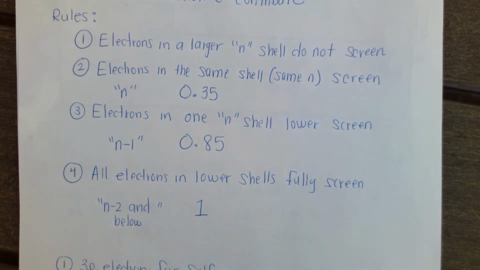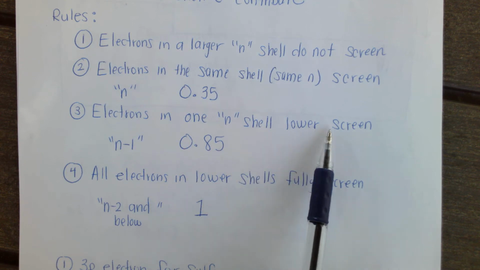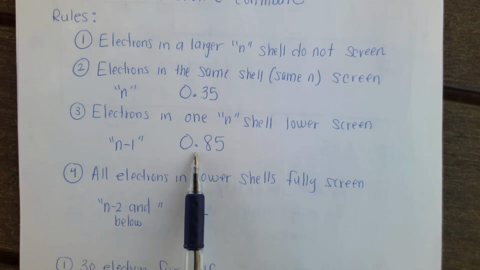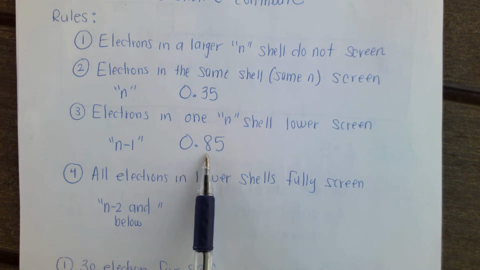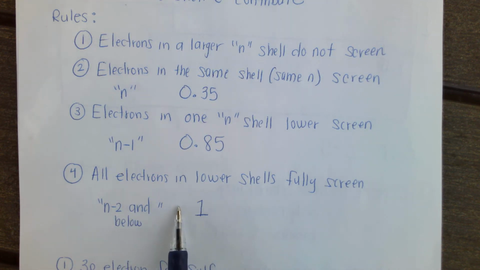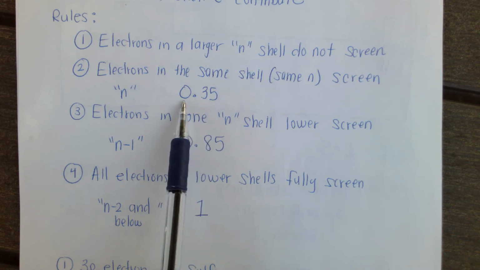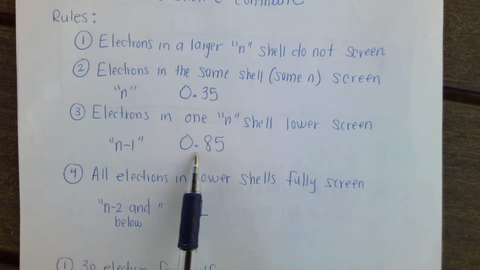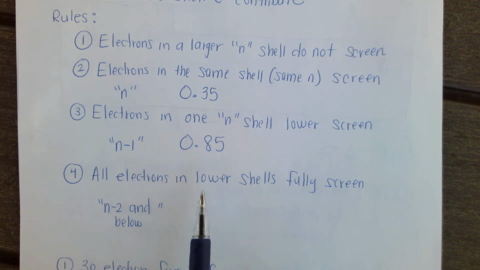Okay, so sorry, I had to pause there. So electrons in one n shell lower, again, only screen about 85%, so we give it a value of 0.85. Then all electrons below that, one level lower, get the full screening of 1. So same shell gets a factor of 0.35, the next shell lower gets 0.85, and then everything below that gets 1.